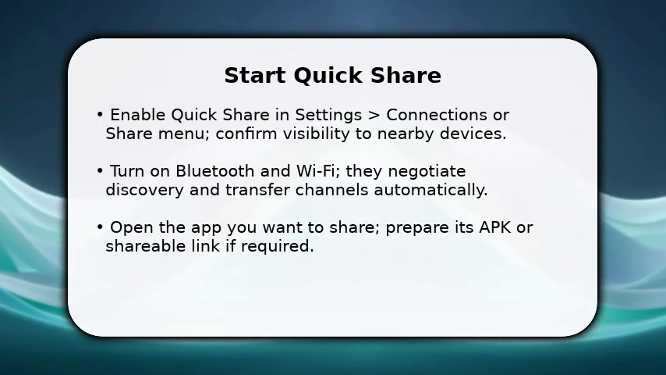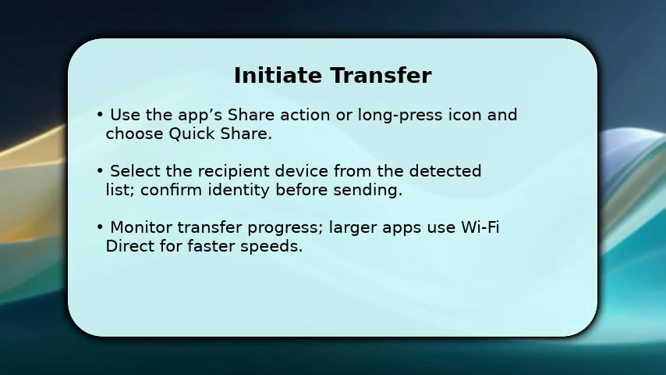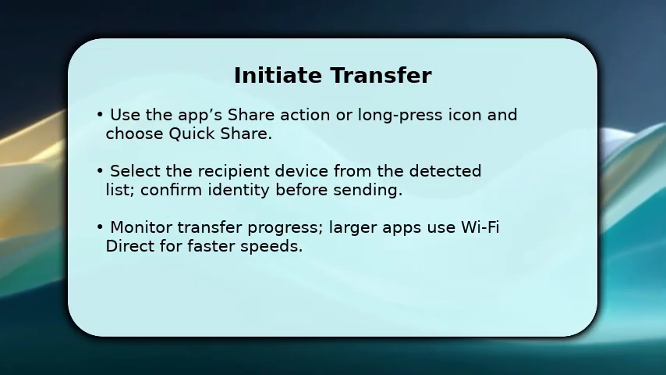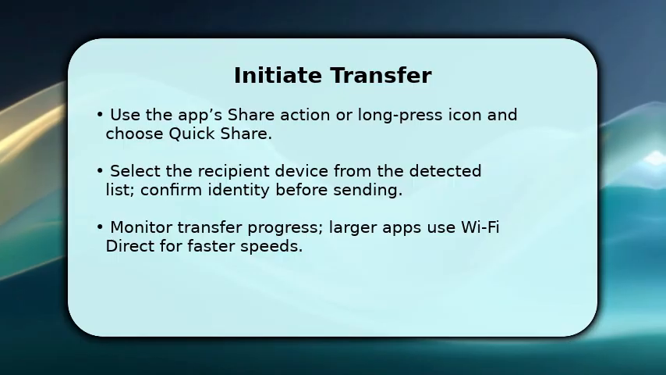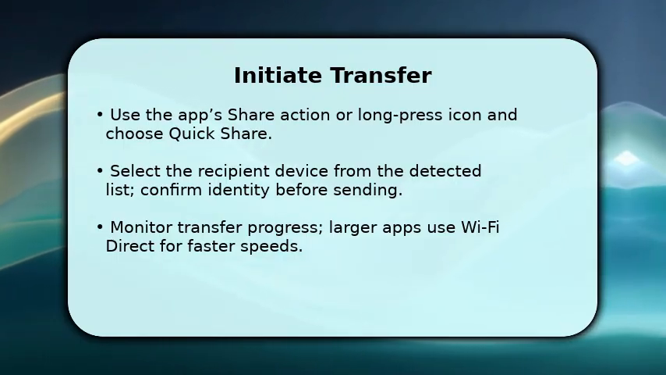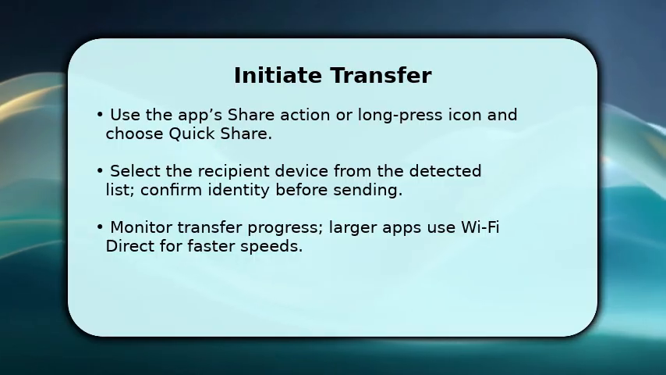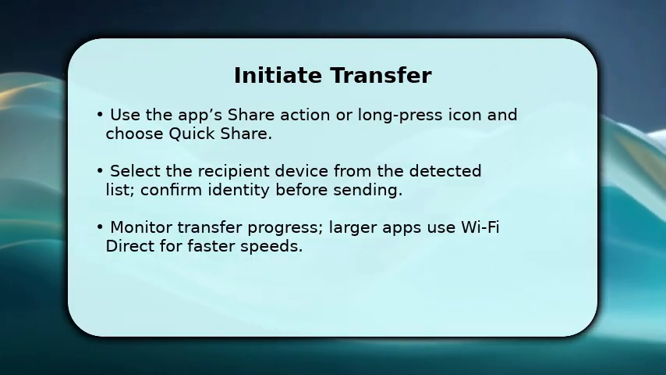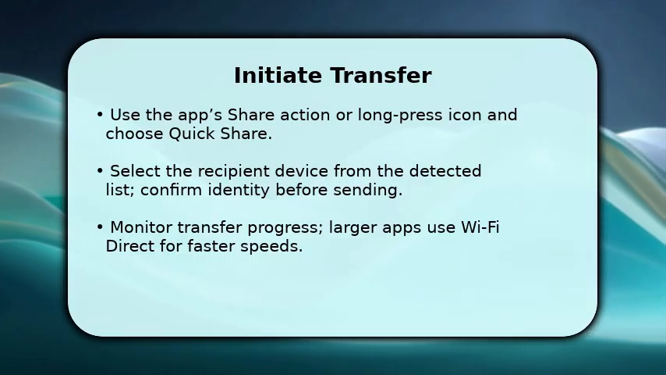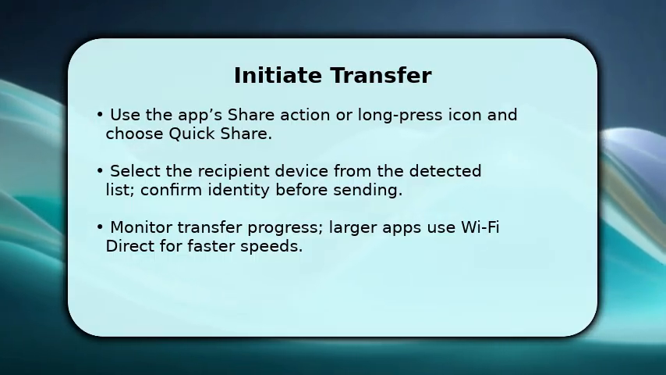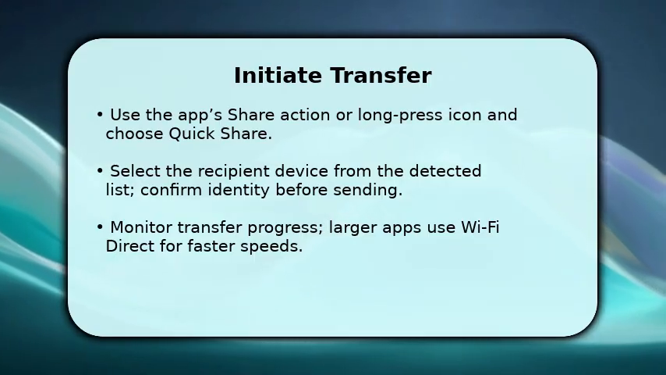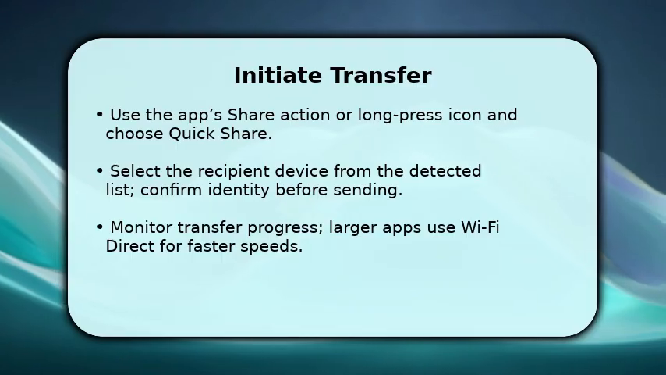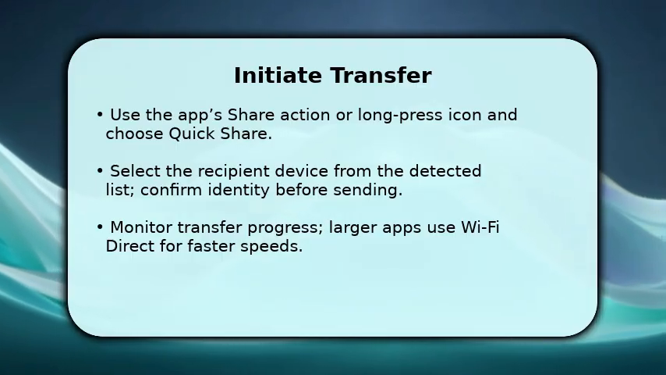You now perform the core transfer steps. Tap Share within the app or long press the app icon and choose Quick Share from the share sheet. That begins device discovery. When you see the recipient device appear, select it and confirm identity to avoid sending to the wrong person. The system chooses Bluetooth for negotiation, then Wi-Fi direct for the actual payload, so larger apps transfer faster. Make sure both screens stay on and do not switch networks.